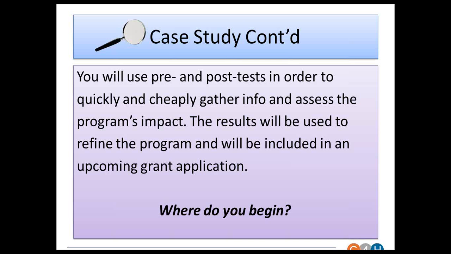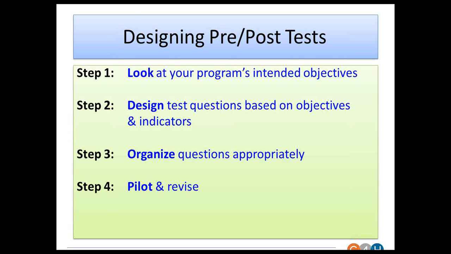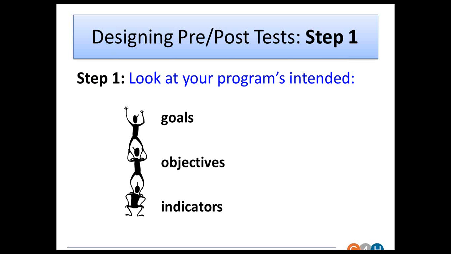So we know based on this that we will be designing a pre- and post test to give to the participants at the beginning of the program and at the end of the program 10 weeks later, since it's a 10-week program. Here are the 4 steps for designing a pre- and post test. We're going to go through these step by step next. The first step to designing pre- and post tests is to look at your program's specific goals, objectives, and indicators. Usually these have been written out by program planners or managers. It's important to know what program goals and objectives are because these are really going to be the foundation of your pre- and post tests.